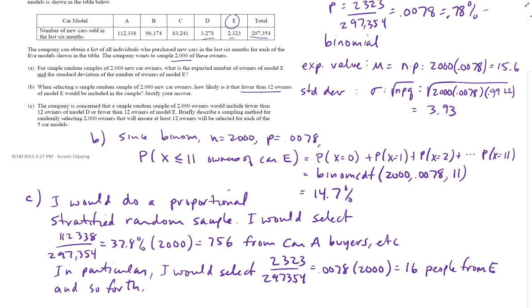Okay, I don't know that I really need to do all of this because it just asked me to briefly describe a sampling method. It doesn't tell me to describe how many from each one I would select, but this lets the reader know that I'm telling them exactly what I'm going to do. So there you go on that one.